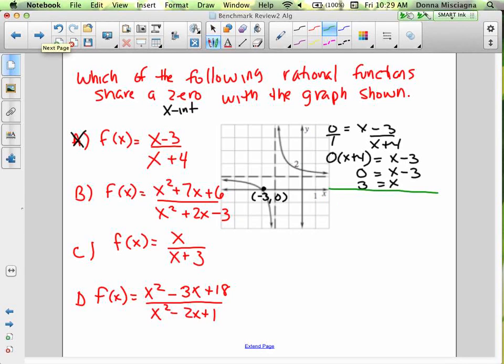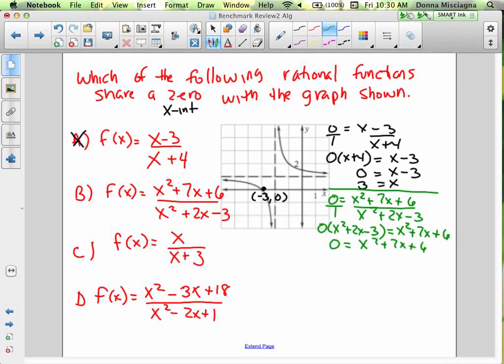So we have 0 equals x squared plus 7x plus 6 divided by x squared plus 2x minus 3. We're going to cross multiply both sides. We get 0 times x squared plus 2x minus 3, squeeze that in, equals x squared plus 7x plus 6. Well, this is just 0. X squared plus 7x plus 6 multiplies to give you 6, adds to give you 7. It's going to be 6 and 1.